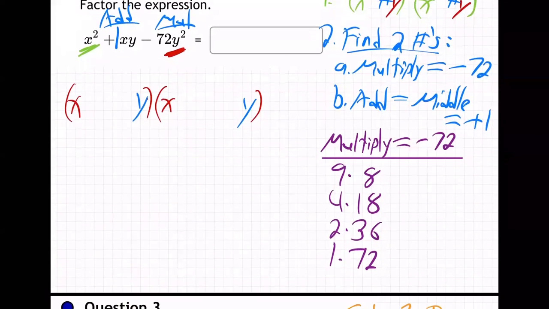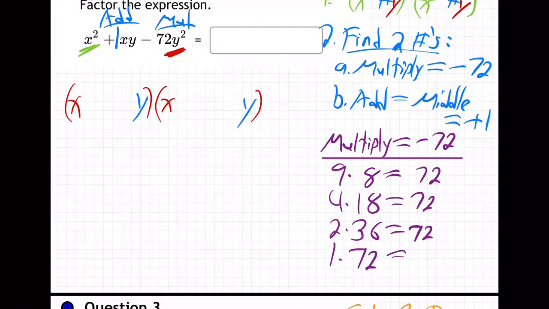Which of those are going to add? They all multiply to be 72. You might say, what about negative 72? Don't worry about it. We'll do the negative stuff in a minute. Just right now, find two numbers that multiply to be regular 72. Now, which of those can possibly add to be plus 1? 9 and 8. So it's going to be 9 and 8. Now, it doesn't matter what order. You put the 8 here and the 9 there, vice versa, whatever.